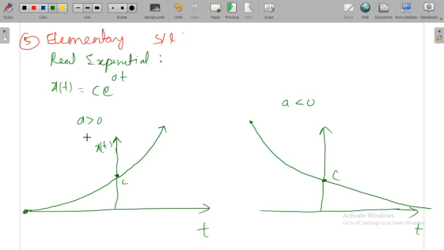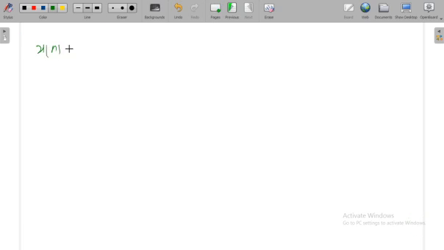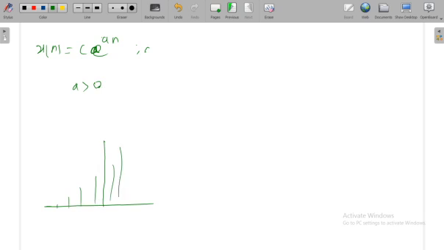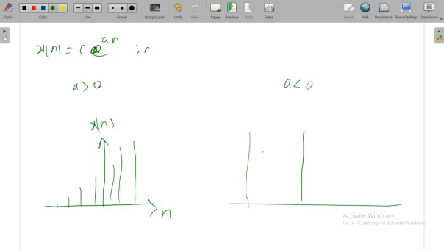And then the same thing you can mention in discrete domain also. In discrete domain, x of n is equal to c e power a n. If a is greater than 0, then your diagram goes like this. Exponentially it increases. This is n, this is x of n. Similarly, if a is less than 0, then your diagram decreases like this. So this is in discrete domain.